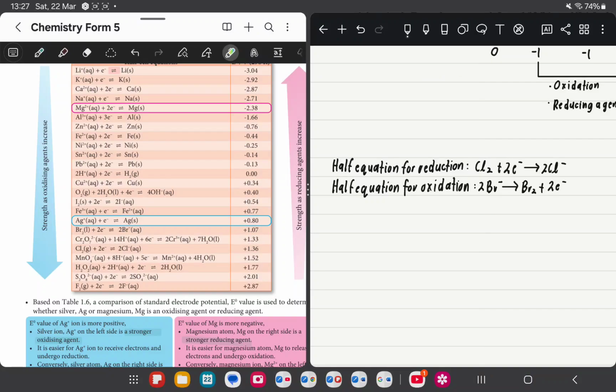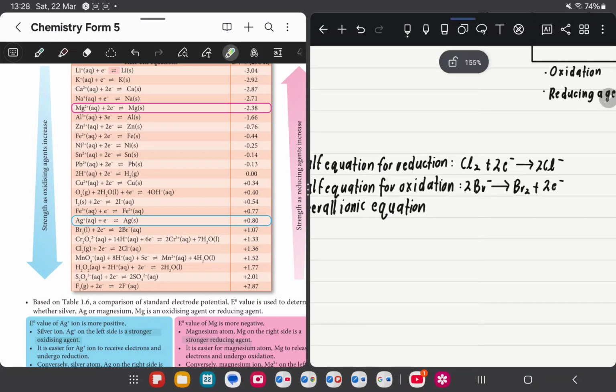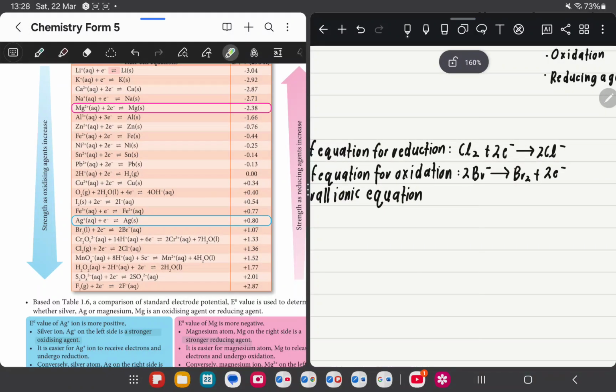So now I must do my overall ionic equation. So my 2 is the same, before the arrow I have 2, after the arrow also I have 2. What are the requirements to do my overall ionic equation? I must have 2 requirements. First requirement, in both of the equations, the number of electrons should be the same. First one also 2e minus, second one also 2e minus.